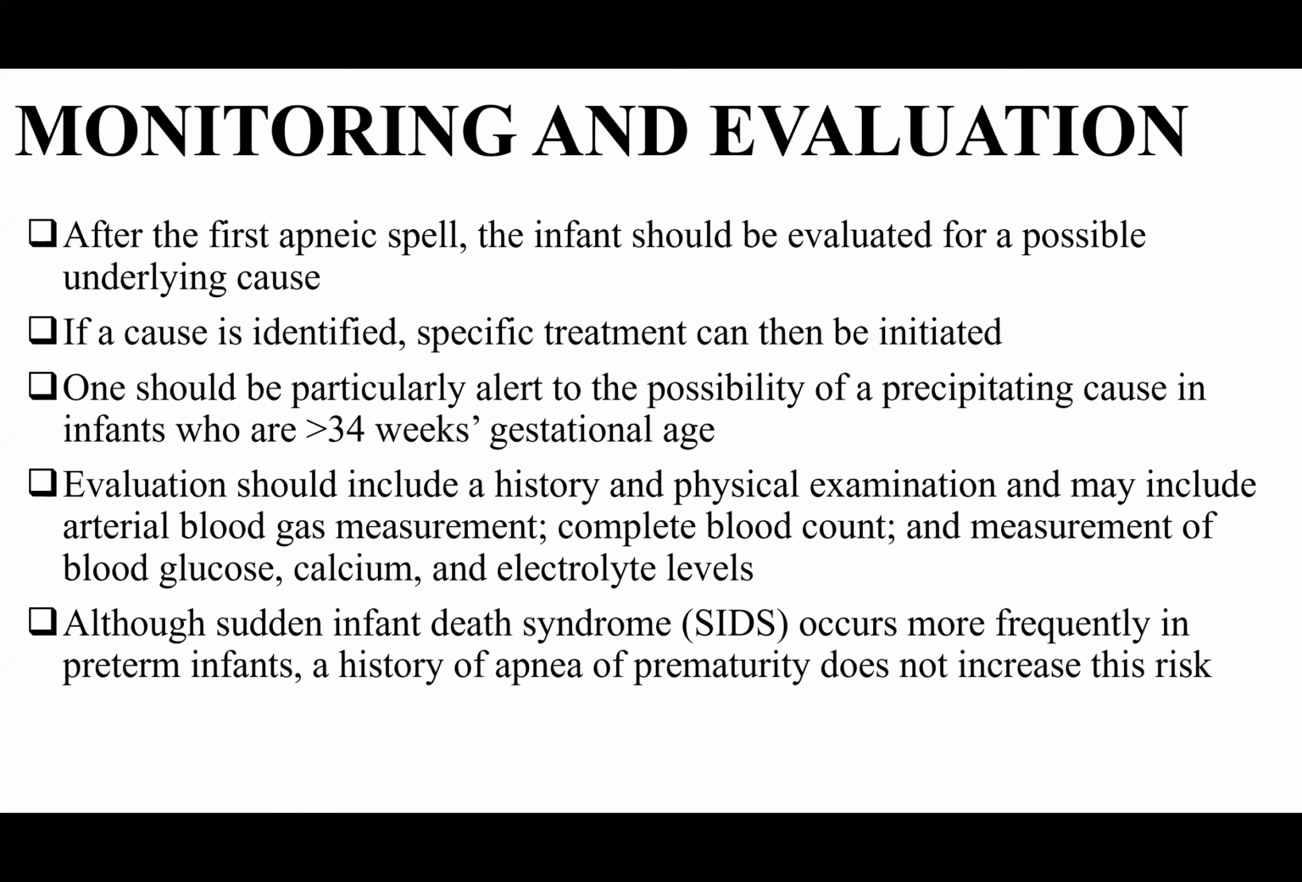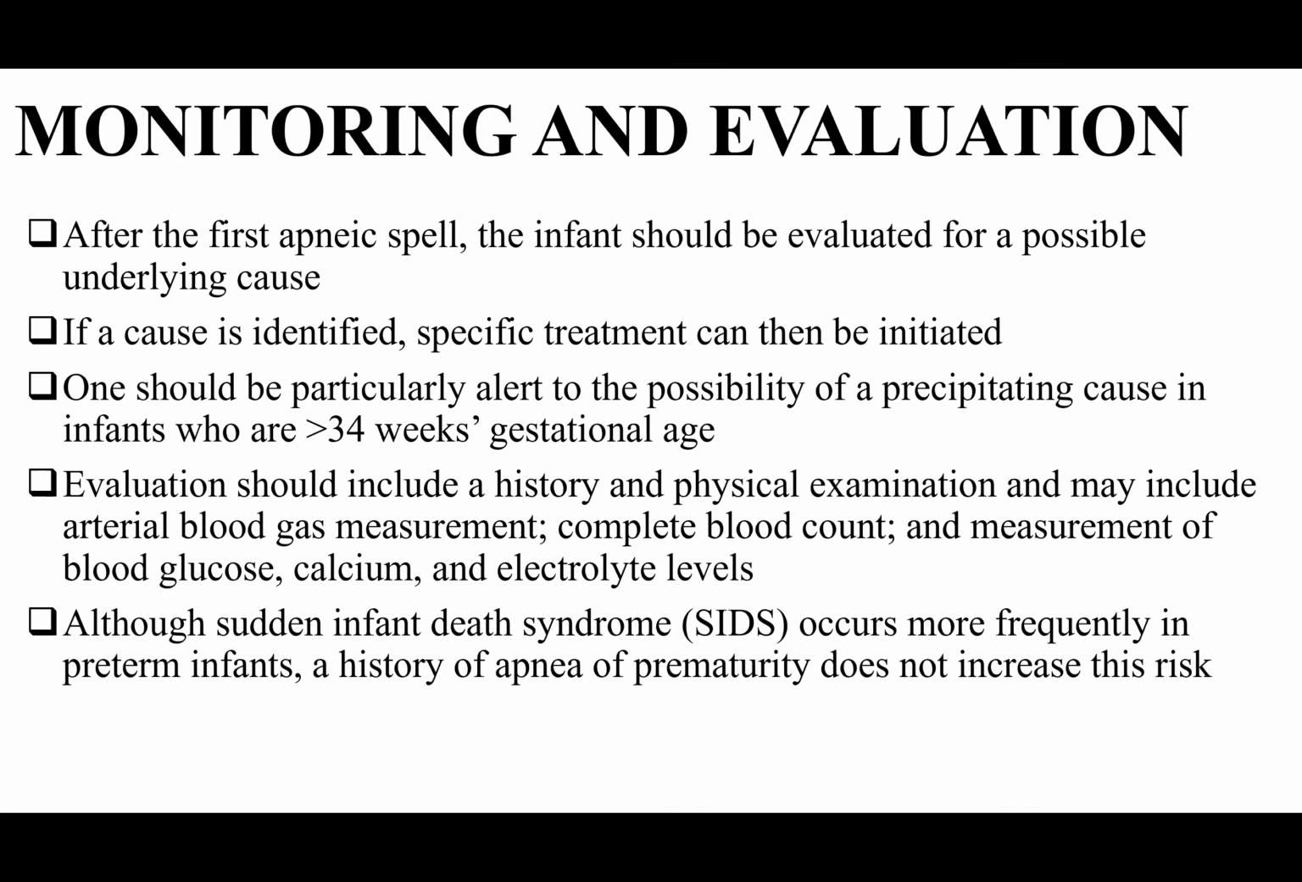If you have one apneic episode, you have to evaluate the baby for correctable causes. We know the most common is physiological apnea of prematurity, but correctable causes are vital. What are they? Hypothermia, hypoglycemia, IVH, obstruction, respiratory problem, infection, metabolic, and so on. You need to check. And you need to be very alert if you have an apnea after 34 weeks.